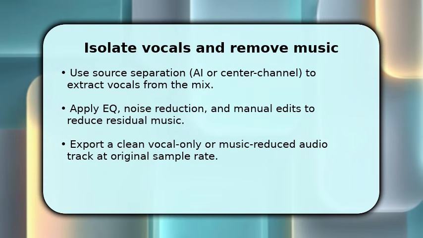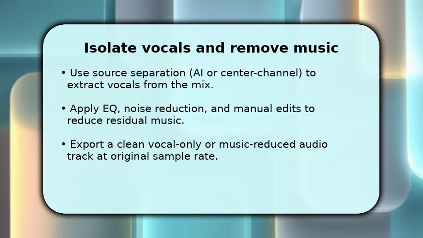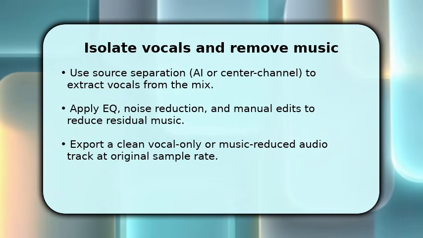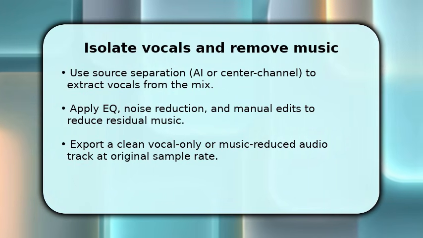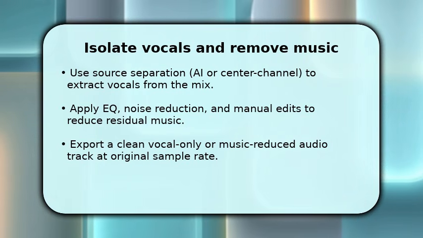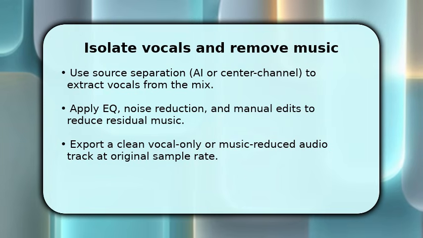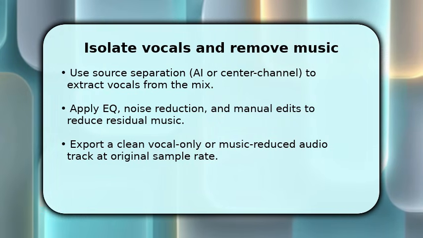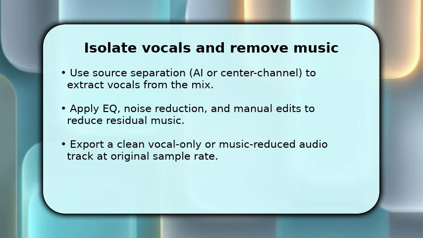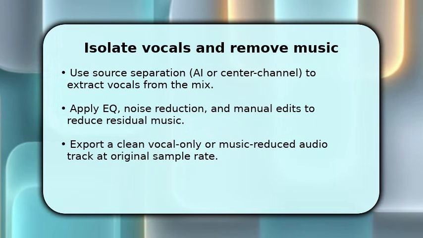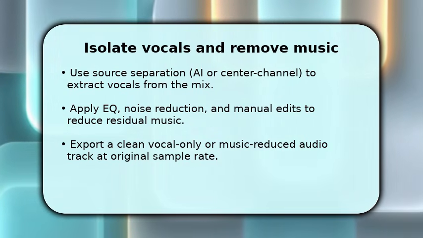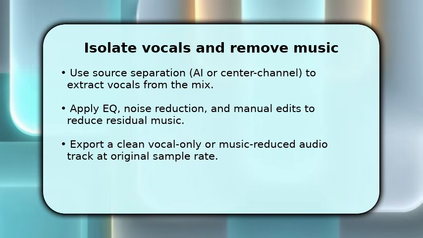Next, perform the actual separation. Run a source separation pass to isolate vocals or dialogue from the music. Once done, refine the result with EQ to cut frequency bands where the music dominates, apply noise reduction to suppress bleed, and manually edit problem sections. You want a vocal-first track with minimal music bleed. This is why iterative passes and listening at multiple volumes matter.